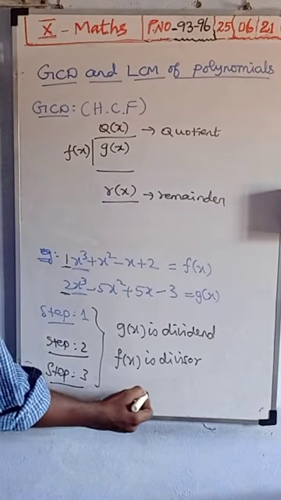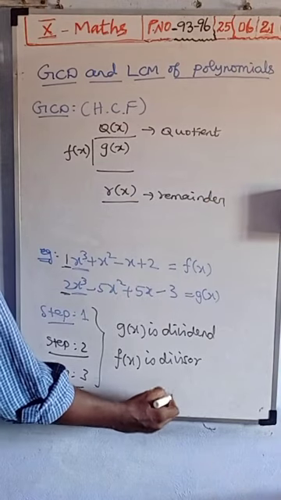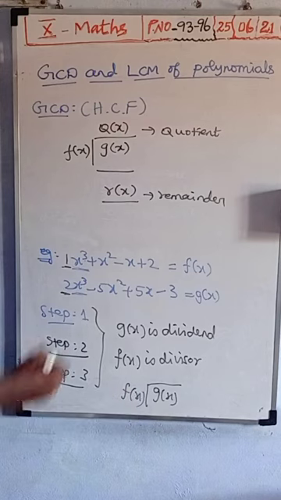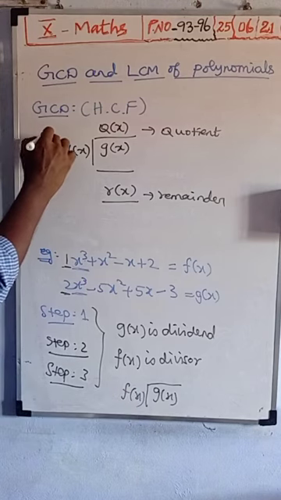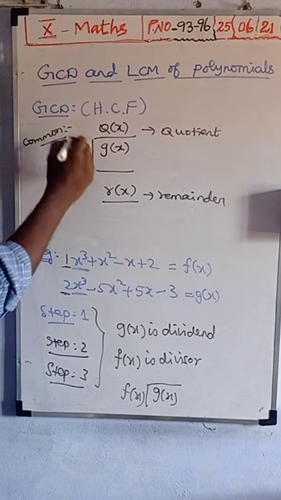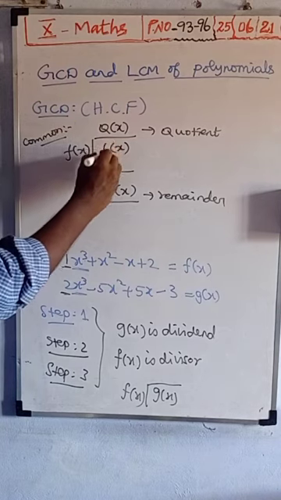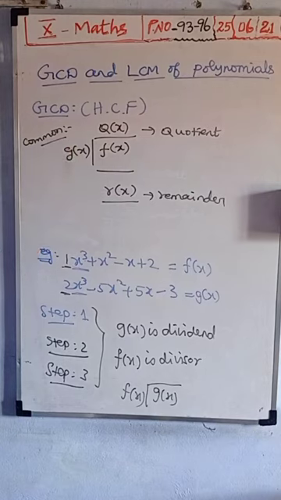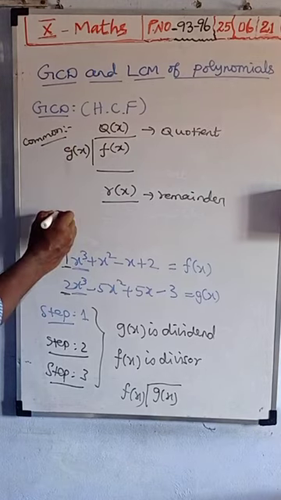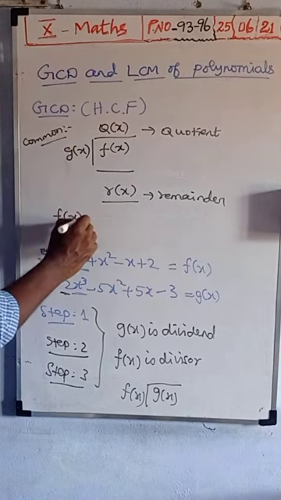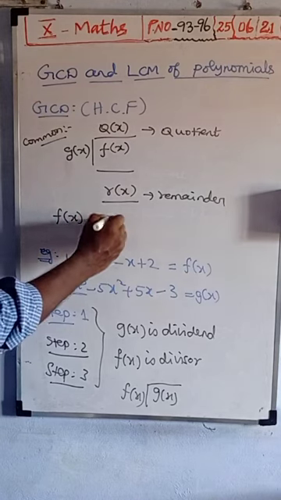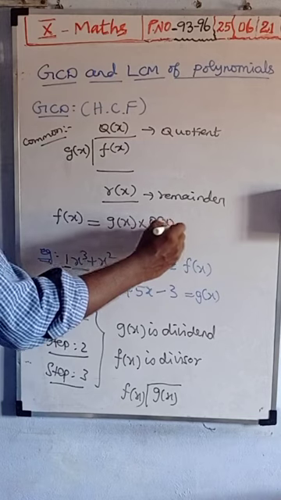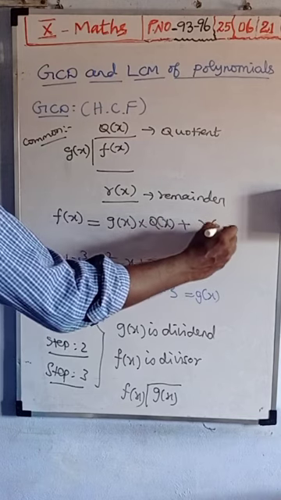Okay, in this problem only g of x is inside, f of x is outside. In common, f of x wants to come inside, g of x wants to come outside. So this we can write in the form of f of x. How can we write? f of x is equal to g of x into q of x plus r of x, the remainder.